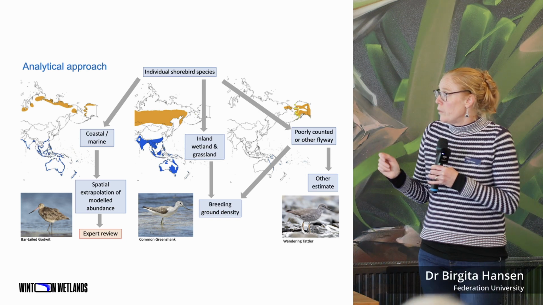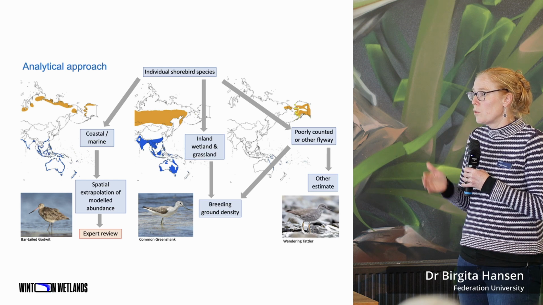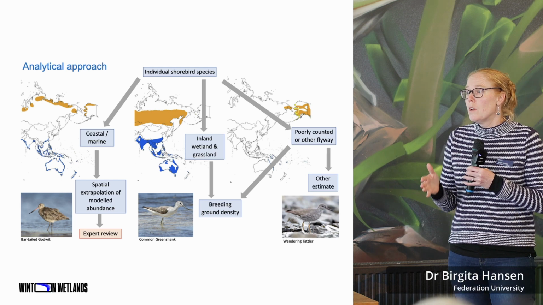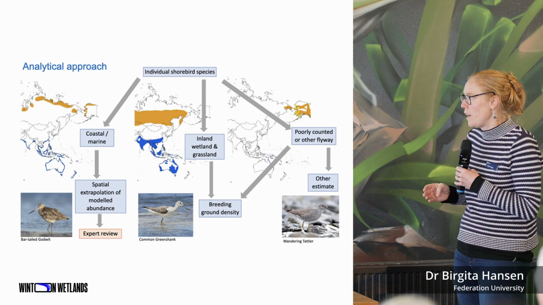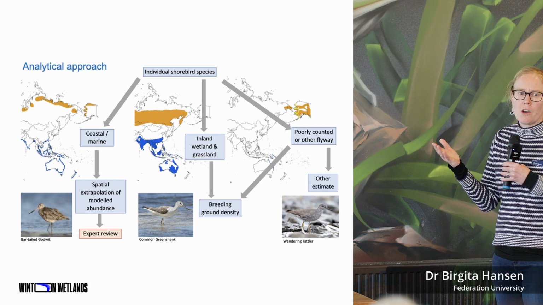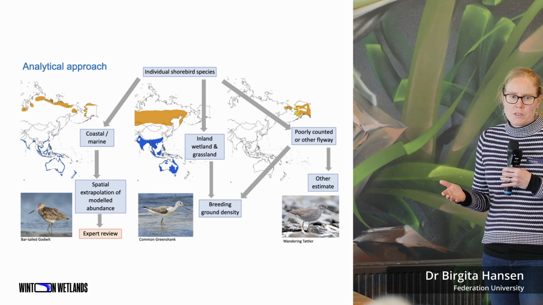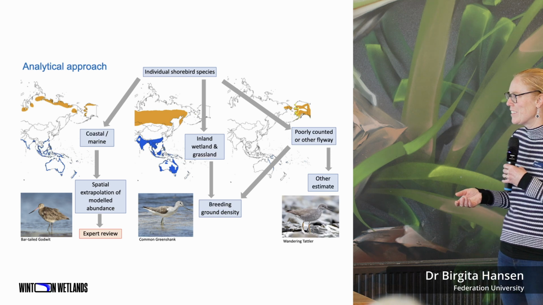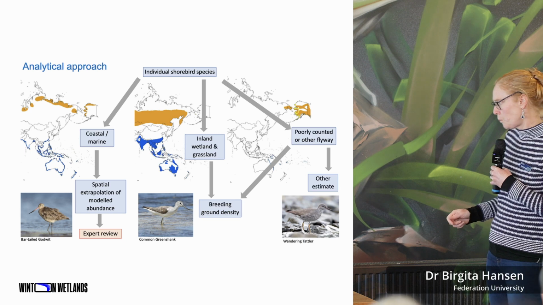For those coastal marine species, we used a process of spatial extrapolation of modelled abundance. So what we were trying to do was estimate the number of birds that we're missing in surveys, because we knew we're missing a lot. Even from places like the Gulf of Carpentaria, we knew we were missing large populations there. And when the project was finished, I think they really expanded some efforts in the Gulf and have picked up a lot of birds there.